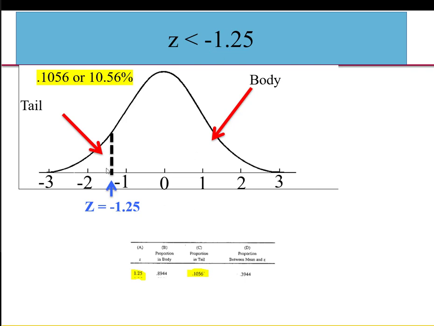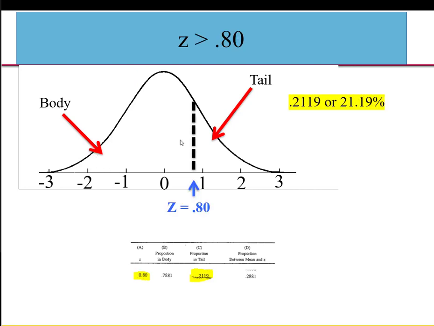And I see that I want the proportion in the tail, so I go to 1.25, I slide across to column C for proportion in tail, I get 0.1056 and I write it down, multiply by 100, and I see that 10% of the probability is to the left, in the tail.